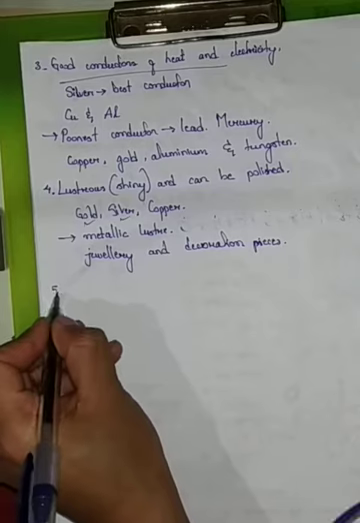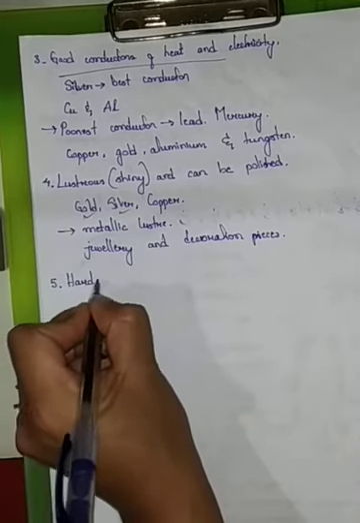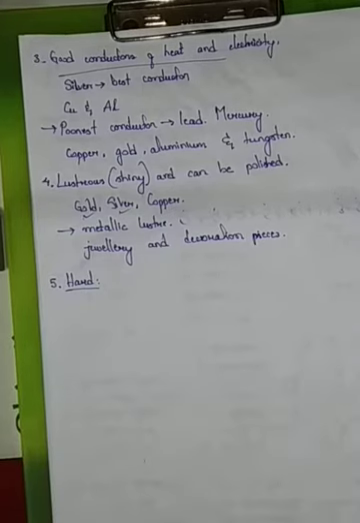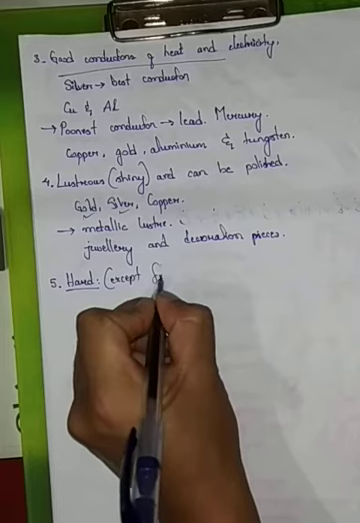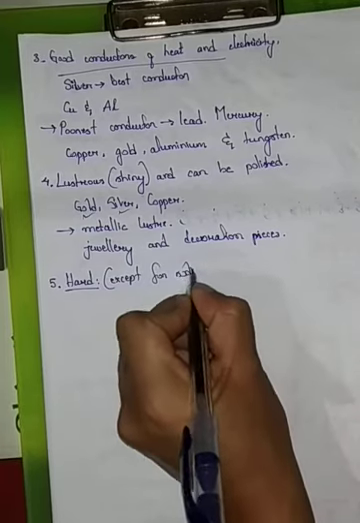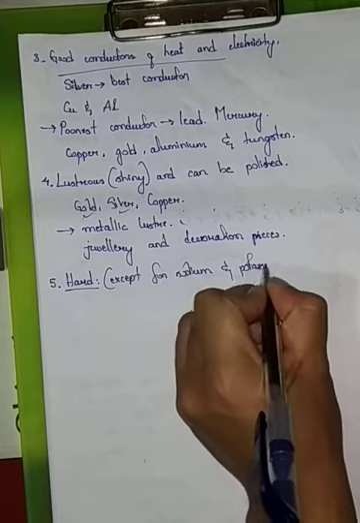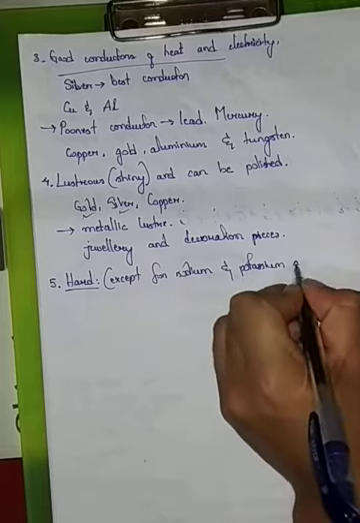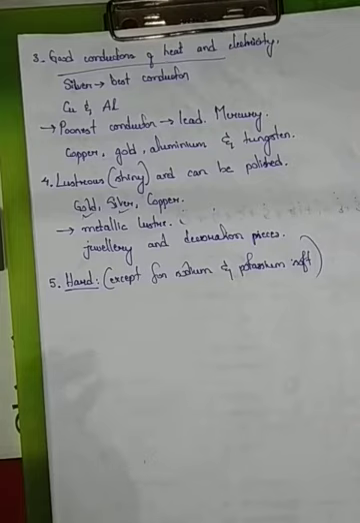Now let's move on to the fifth point. Metals are generally hard. We have one exception here, sodium and potassium metal. They are soft metals, but most of the metals except sodium and potassium are very hard. But remember, all metals are not equally hard.